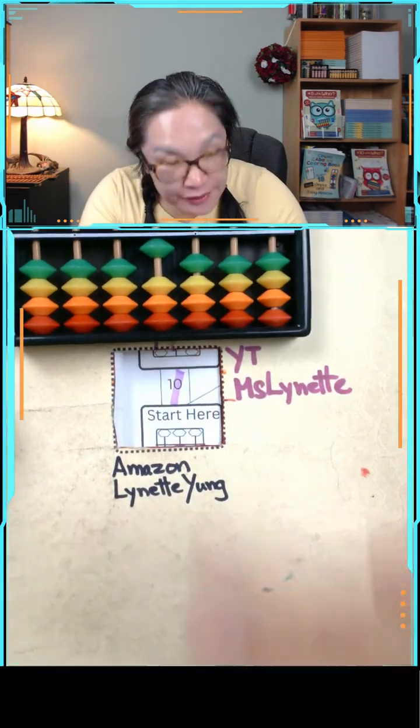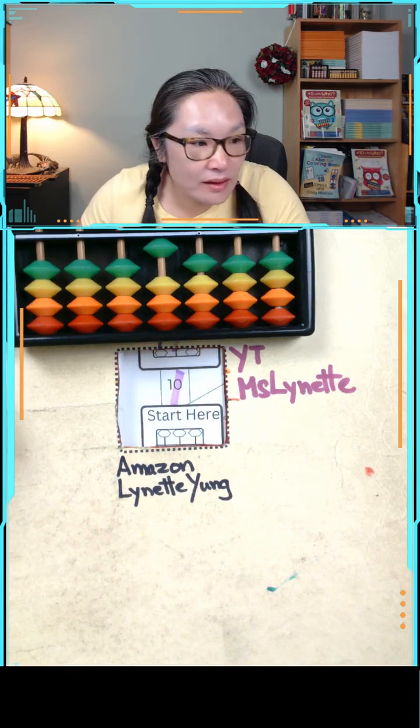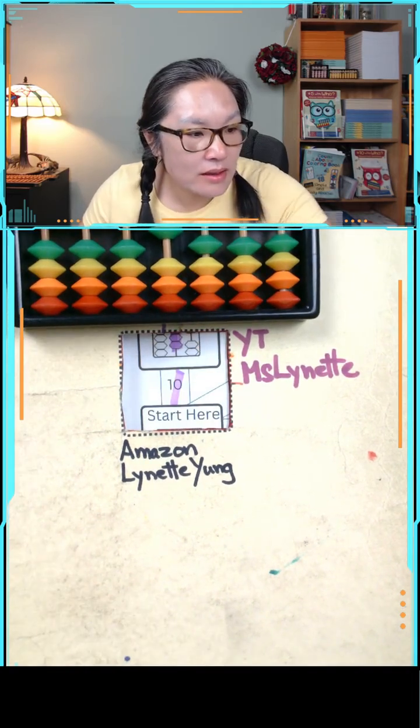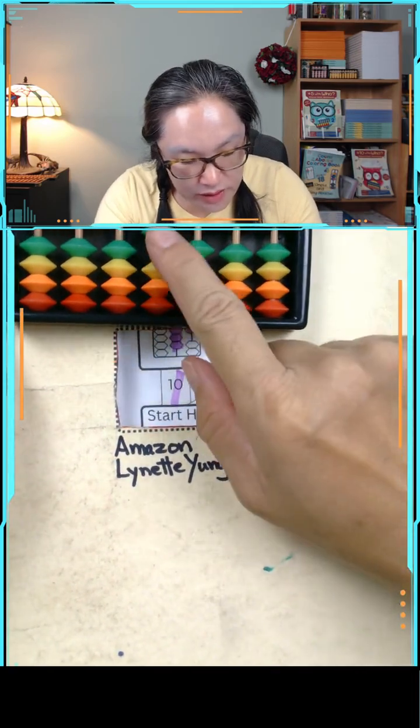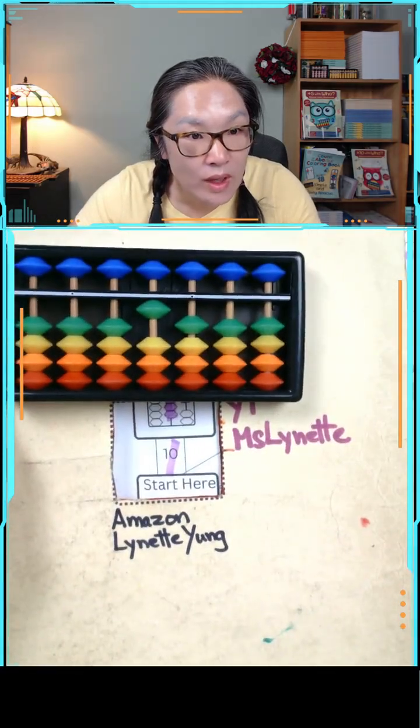Open your mind. So this is what 10 looks like. That's what 10 looks like, right? A 1 and a 0. So this is a 1. This is a 1 and a 0.